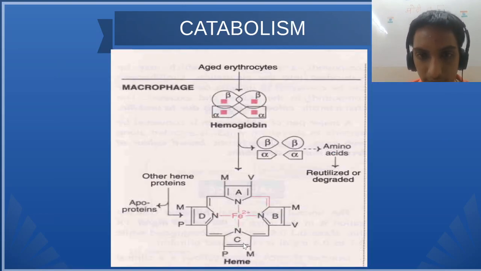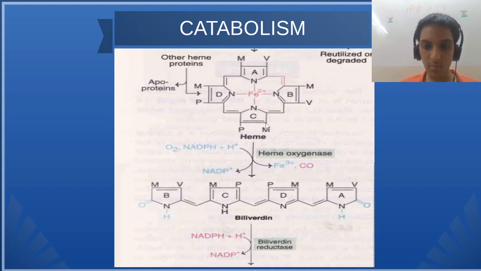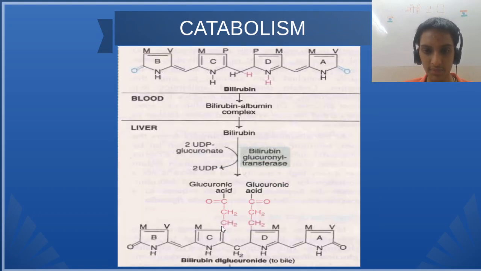Now catabolism, okay. So in the macrophage, hemoglobin is broken down into heme and globin, okay. Globin enters amino acid pool. This heme on oxygenase, there is a release of iron and carbon monoxide, NADPH2 to NADP plus will get biliverdin. Biliverdin on reductase, NADPH2 to NADP plus, this should come when reductase is mentioned. Will get bilirubin.